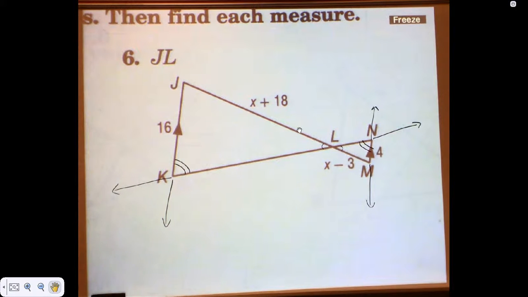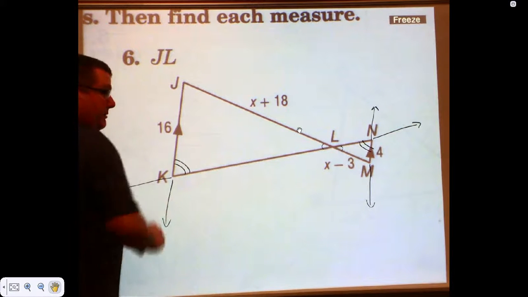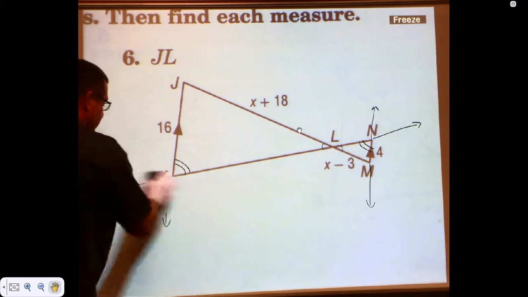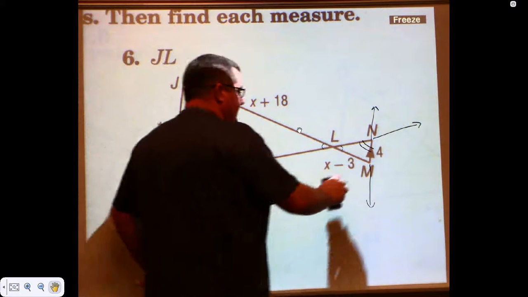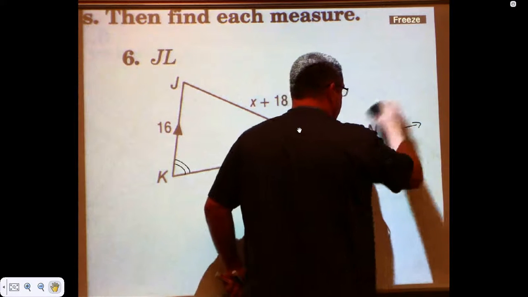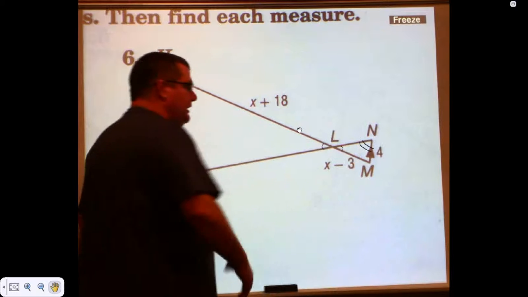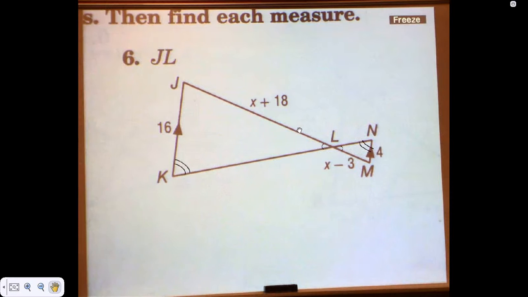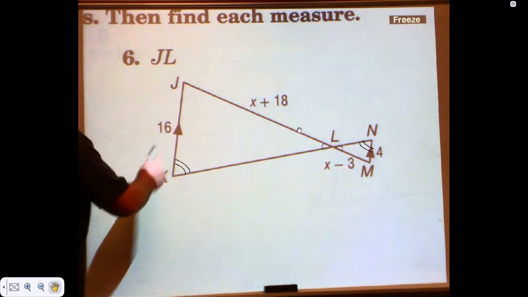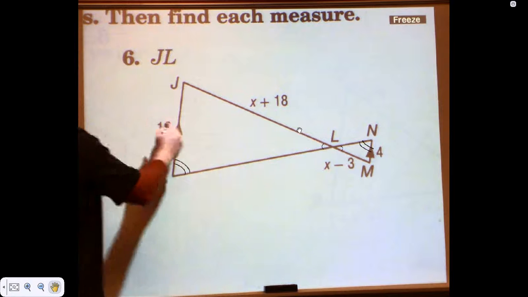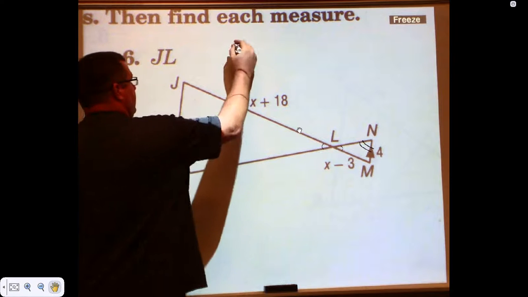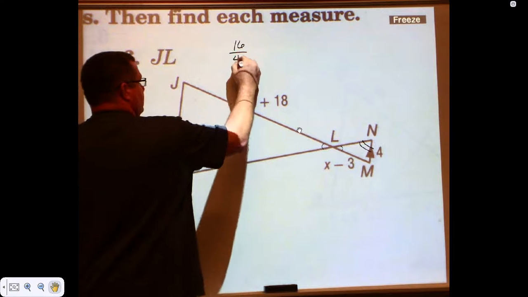Just remember, when they put that parallel in there, they probably do that for a reason. It probably will be handy, and most of the time you're going to be dealing with parallel lines cut by a transversal. So now that I know these are similar, let's find the variable here. My scale factor, it's nice, I already have it. These two correspond to each other, so I know it's 16 over 4.